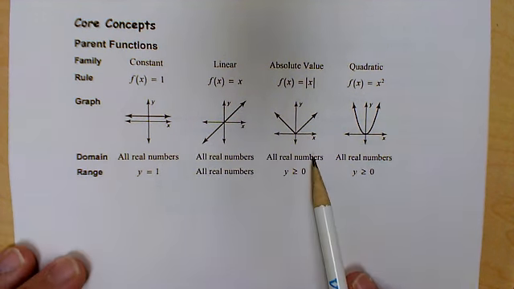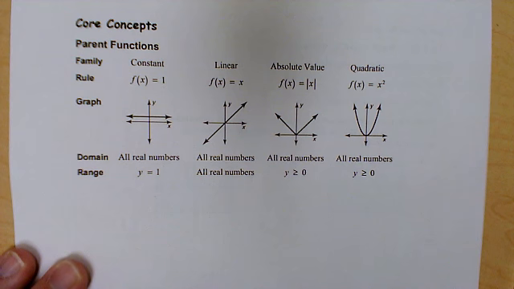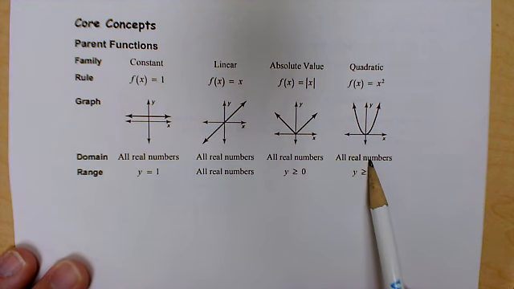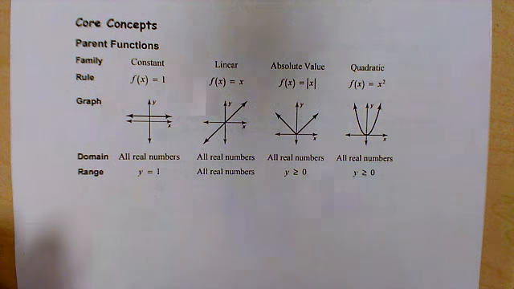Quadratic, f of x equals x squared. This was practiced a lot in Math 1. Your domain is still all real numbers, and your range is also y is greater than or equal to 0. This is called a parabola on this last one here.